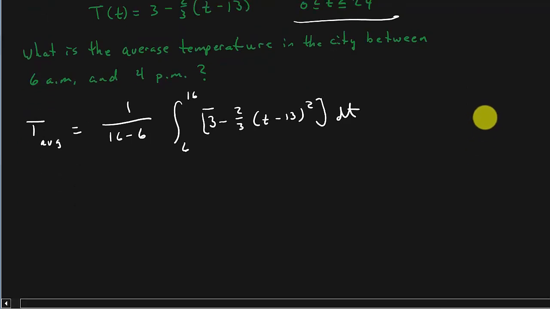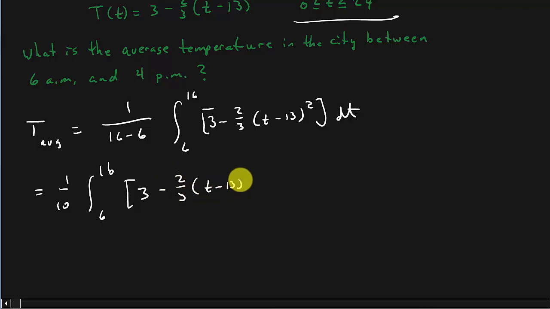This is equal to 1/10, integral from 6 to 16 of 3 minus 2/3 times (t minus 13) squared dt. That's a 10 right there. All I did is 16 minus 6 is 10. I just took an extra step for that. Didn't have to, but I did.